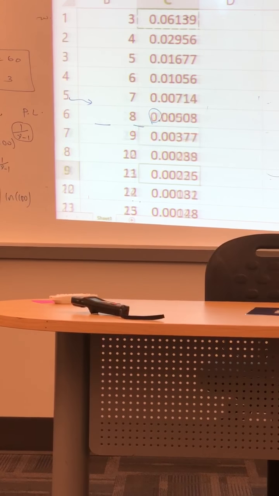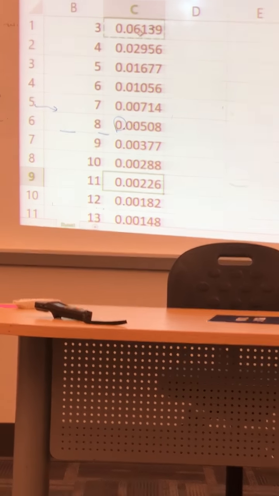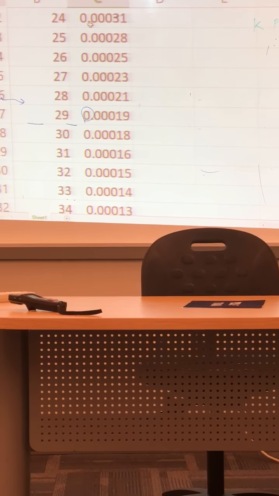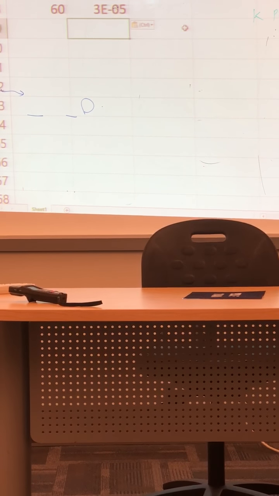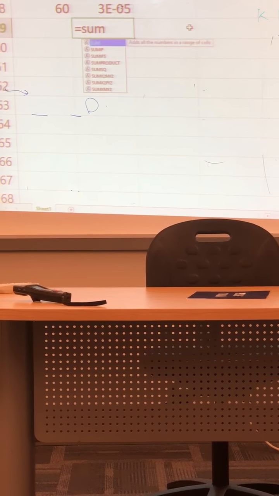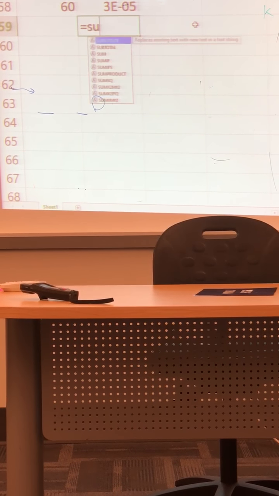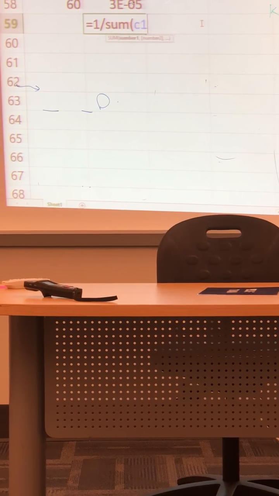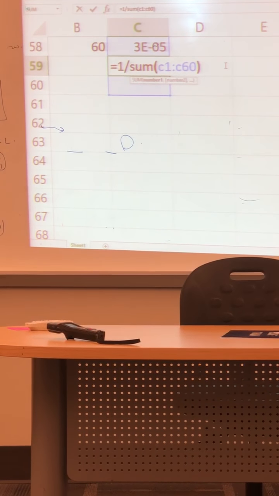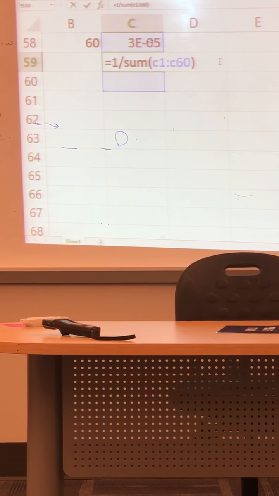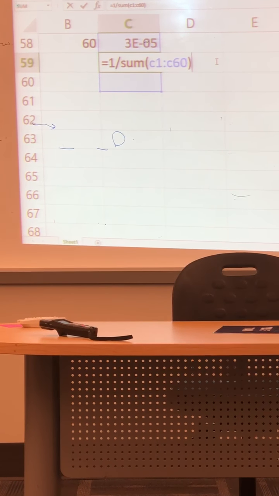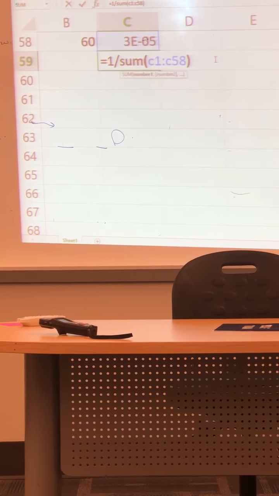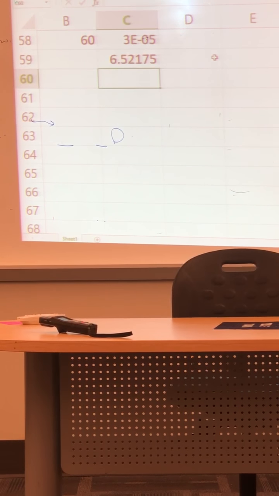And the second column is K raised to negative gamma. So each of these K values is raised to negative 2.54. All you have to now do is find the summation. Actually the formula is 1 divided by the summation, so you can do it right away. 1 divided by the summation, C1 to C58 will give you the summation, because it's 3 to 60.